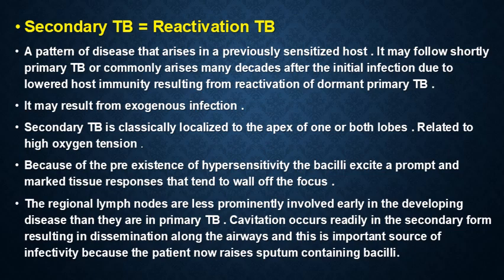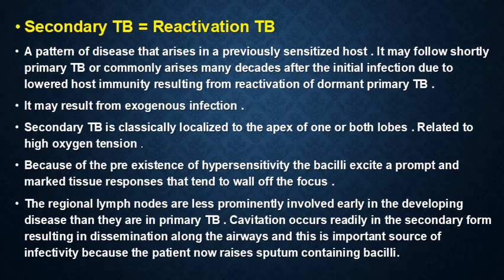The patient is previously sensitized, so there is pre-existing hypersensitivity to the bacilli. It provokes a prompt and marked tissue response that tends to wall off the focus, because the patient was previously sensitized and there is a hypersensitive reaction. In this type of secondary tuberculosis, regional lymph nodes are less prominently involved than in primary tuberculosis.